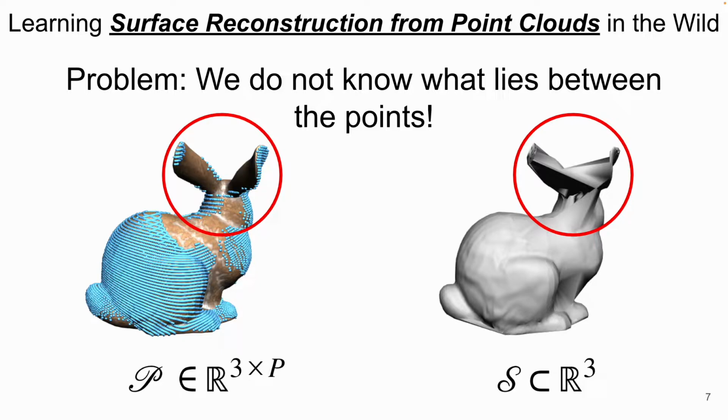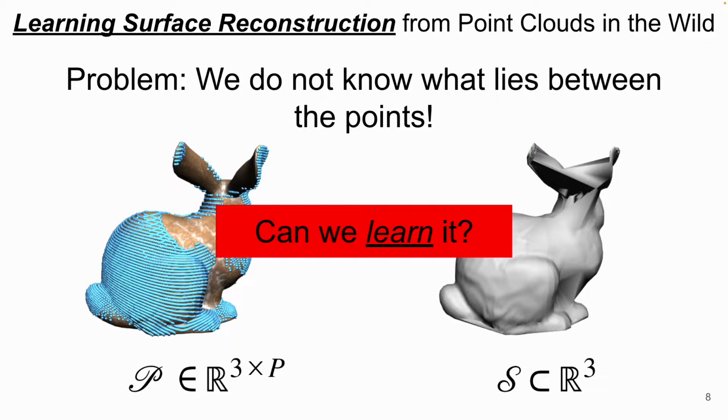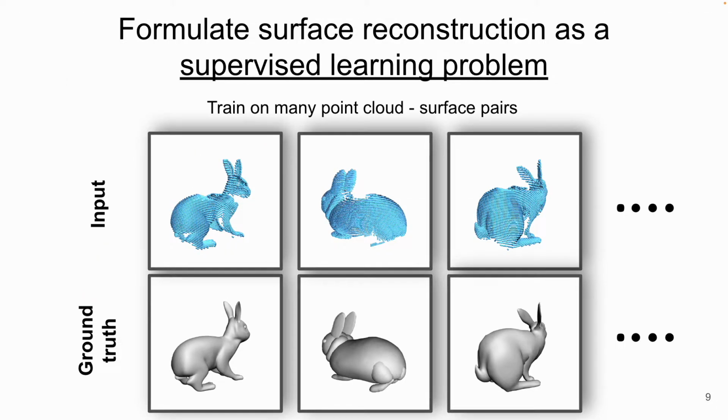But the question that came up a couple of years ago in computer vision and deep learning is, can we learn it? So can we learn how the surface looks like between the measured points? And I can give you the answer right away, which is yes, we can. So for example, we can design a supervised learning algorithm that is trained on pairs of point clouds and true surfaces.